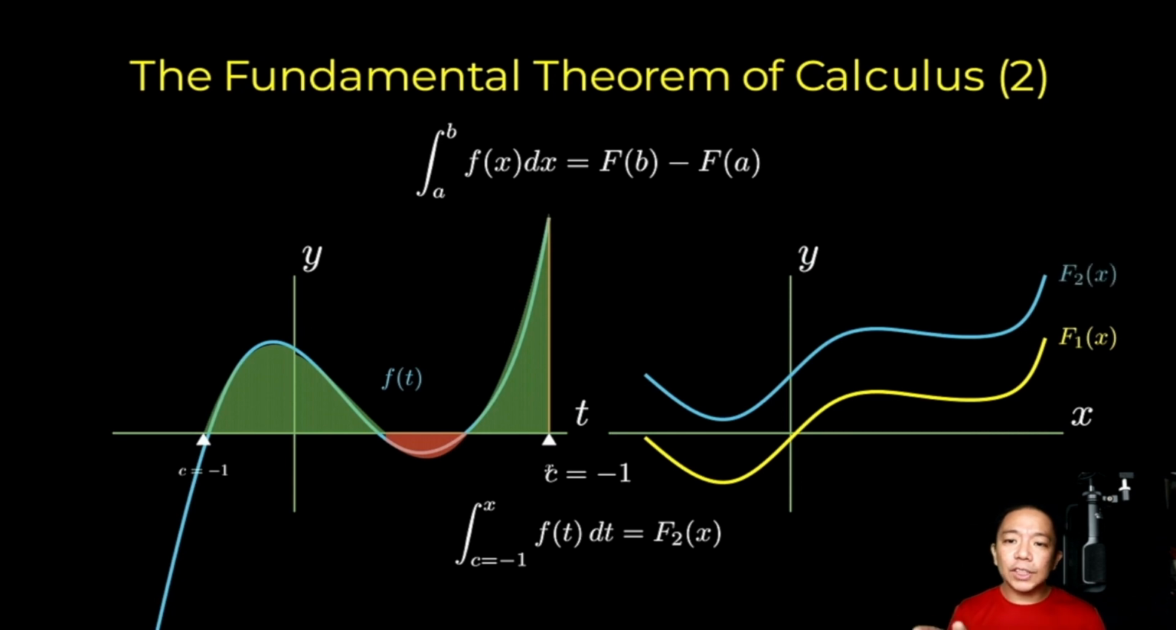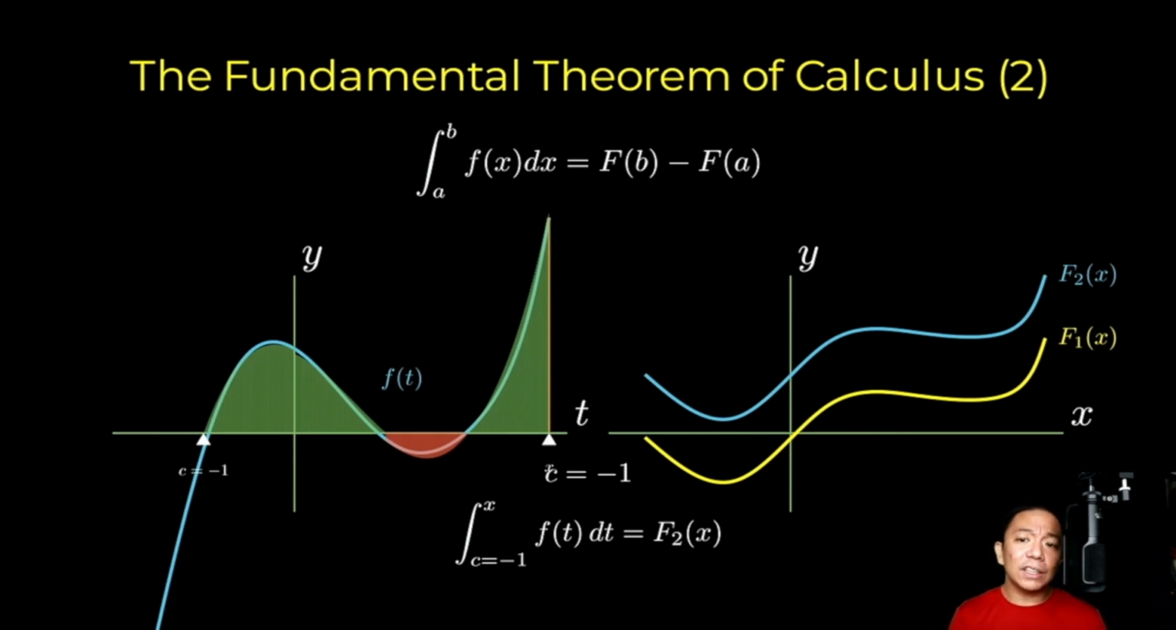Yung dalawang functions na to, yung kulay blue, which we will now call capital F sub 2 of x, it's precisely the same shape, no, nung capital F sub 1 of x. They only differ by a constant. So ito yung parang manifestation ng plus c. Kung saan mo ililipat yung starting point natin na lower limit, here in this case yung lowercase c equals negative 1, ang result, no, nung pagplot nung values ng definite integral from the lower limit to x will just be the same pero nagde-differ lang sila by a constant.